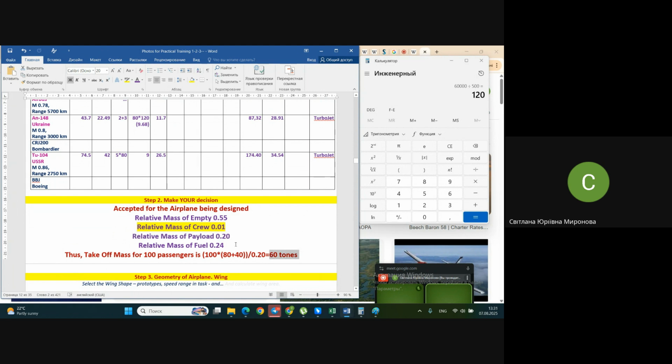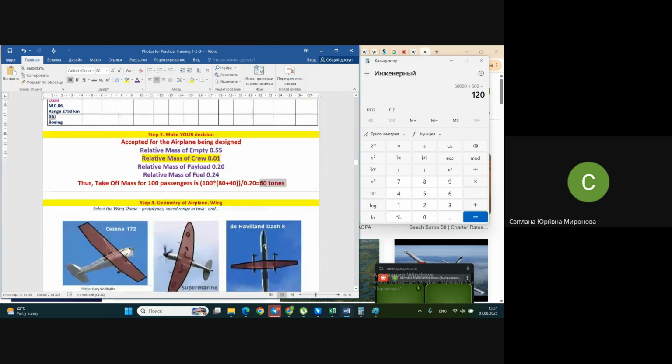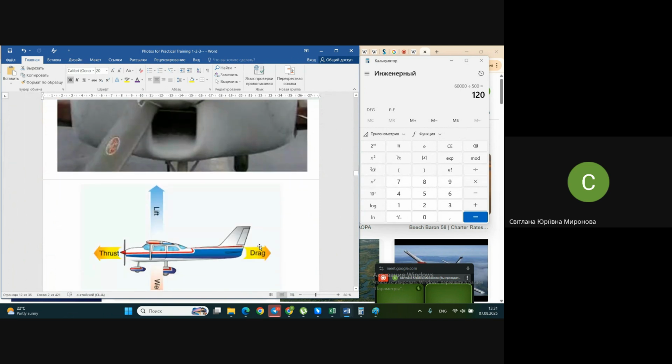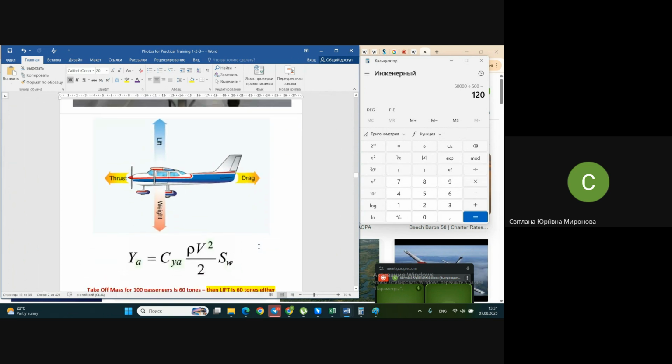We did it. And next, for this zero iteration weight, considering the elementary things about balancing of forces in flight, during takeoff, during landing, we are trying to determine some parameters of aircraft geometry. And above all, of course, we are working with the wing. Let's interrupt on this, please.